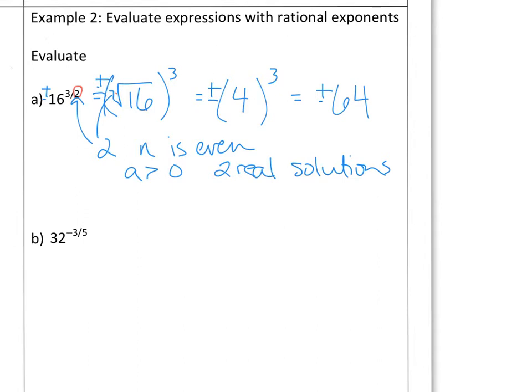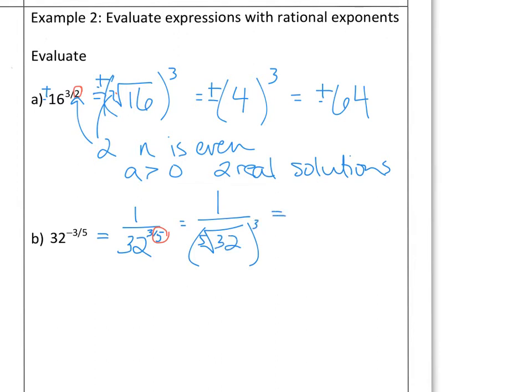Now let's go ahead and look at the second example. The only difference is it now has a negative exponent. So we're going to rewrite this as 1 over 32 to the positive 3/5. And so now I'm going to keep going. I now have 1 over, and because 5 is in my denominator here, it's going to turn into my index. So I now have the 5th root of 32 to the 3rd power.